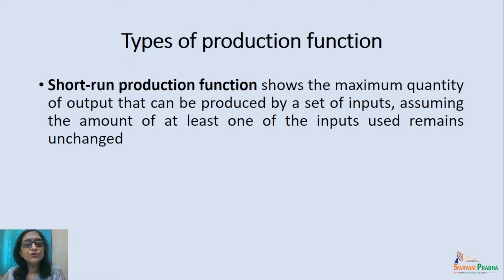So what does the short-run production function show? I am repeating again. It shows the maximum quantity of output that can be produced by a set of inputs, assuming that at least one of these inputs used remains the same. So if a producer is using labor and capital, and if he keeps capital unchanged, there is no change in the amount of capital, but he is only changing the number of labor he is employing, then this situation will be called short run. And how the quantity of output changes with the change in only labor is represented in the short-run production function.